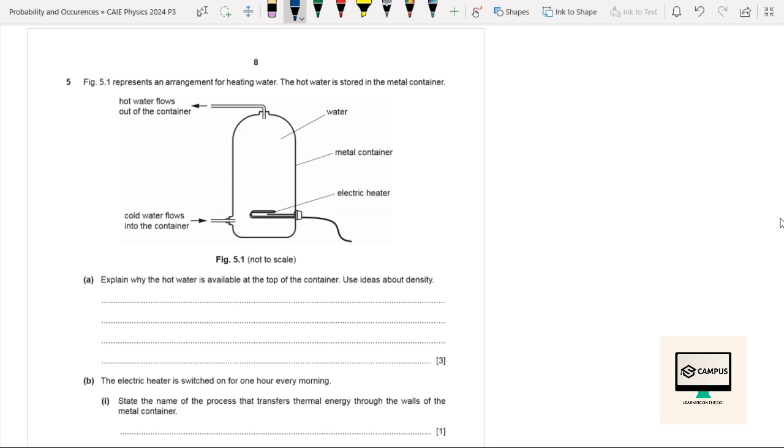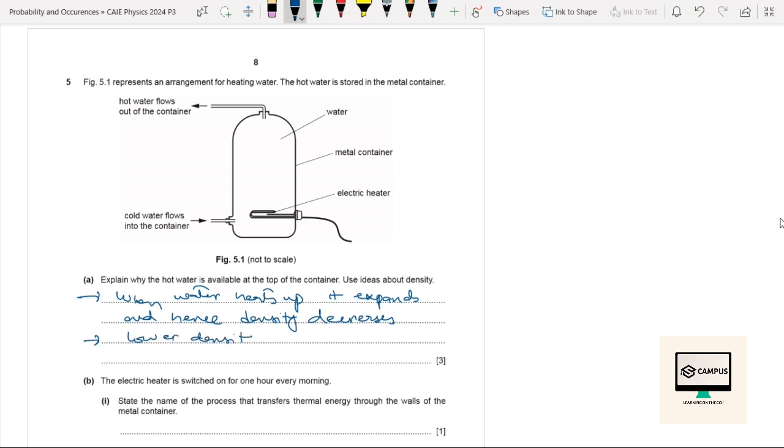We know that when water heats up, it expands, and hence its density decreases. When the density decreases, lower density objects, or we can say lower density items, tend to float atop the higher density ones.